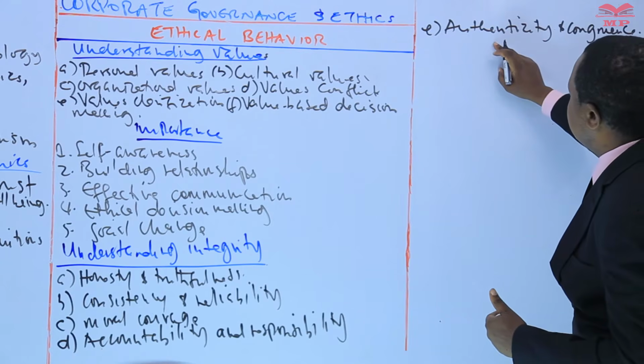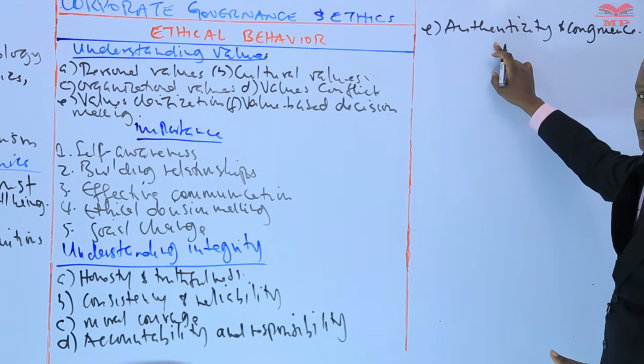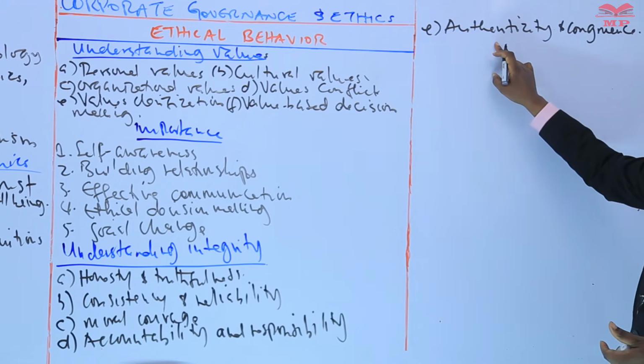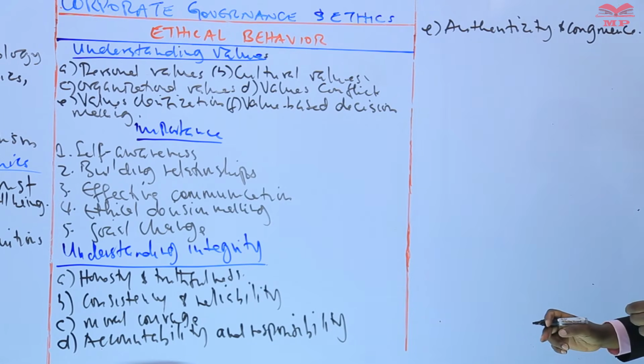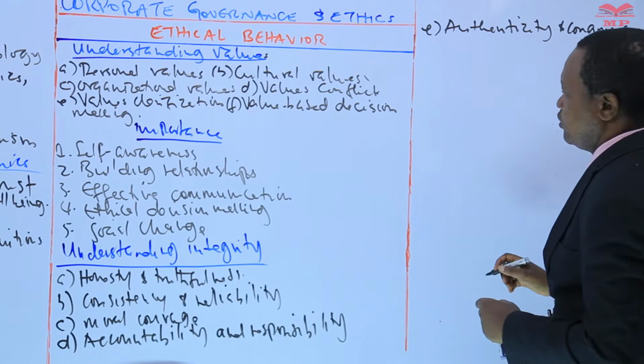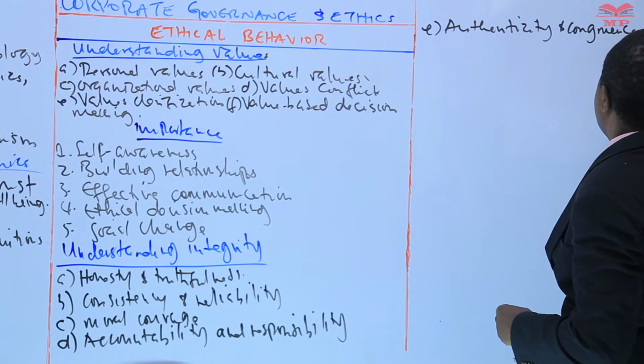Authenticity. To be authentic is to be genuine. Congruence. All right? Aligning your actions with your beliefs and values and avoiding hypocrisy. That is authenticity and congruence.